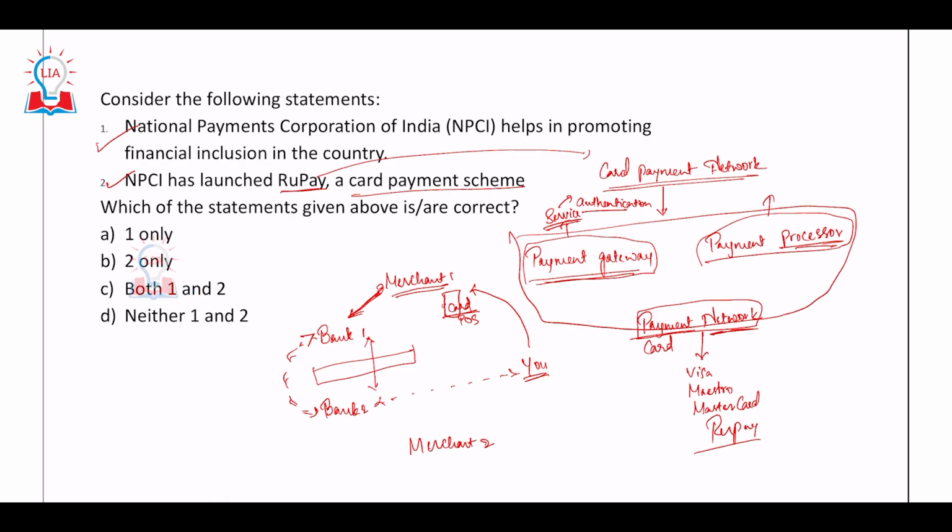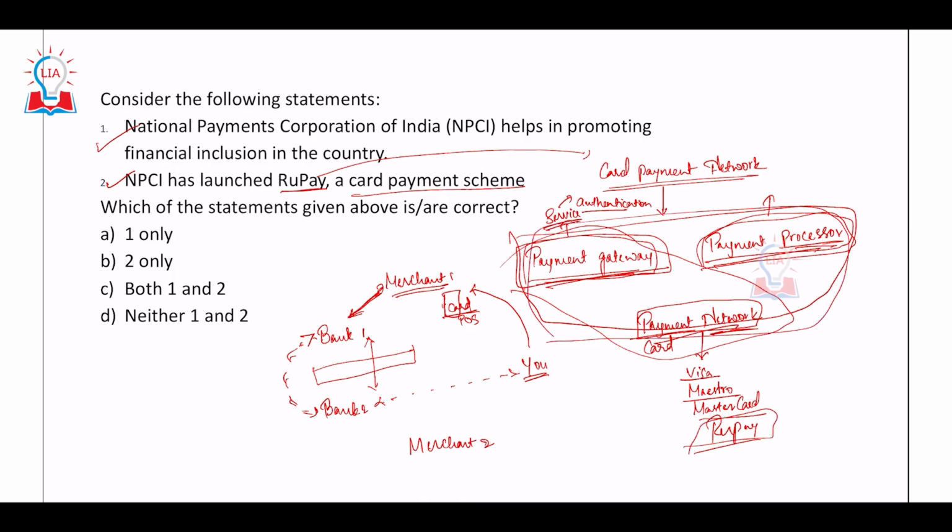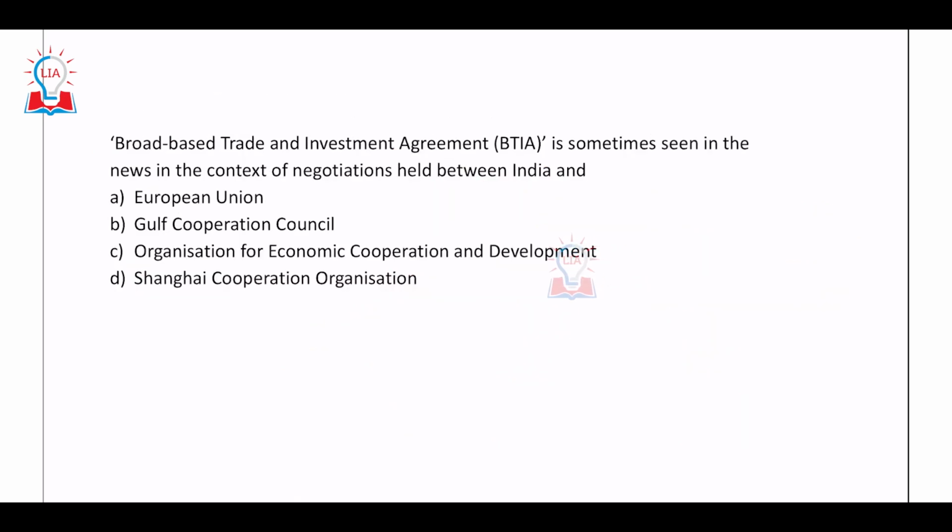But generally what we see is that some of these firms give all three services. Some provide only the payment gateway service, some only the payment processor service, and some provide two of these services. So it depends. RuPay, on the other hand, is providing all the services. It is a card payment scheme. So that is the second statement. It was launched by NPCI. That is also true. Answer is C, both 1 and 2.